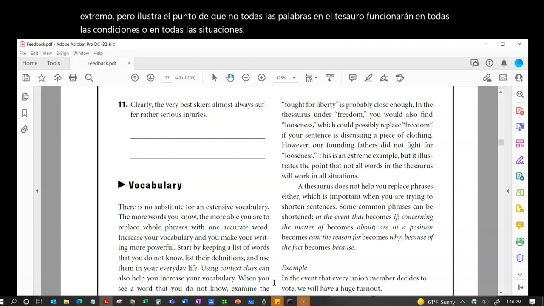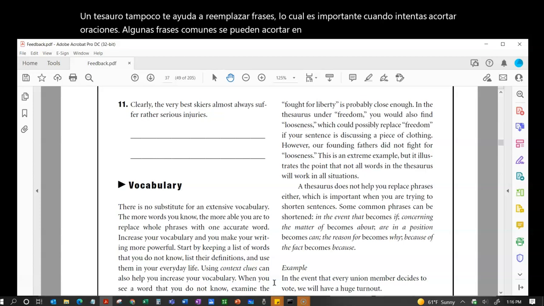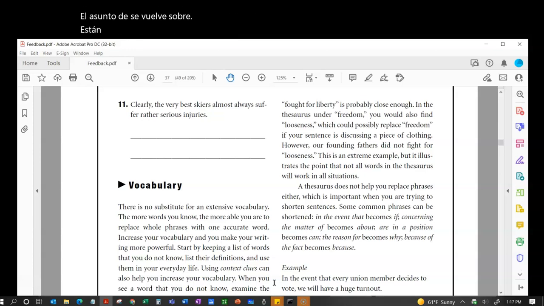A thesaurus does not help you replace phrases either, which is important when you are trying to shorten sentences. Some common phrases can be shortened. In the event that becomes if, concerning the matter of becomes about, are in a position to becomes can, the reason for becomes why, and because of the fact that becomes because.